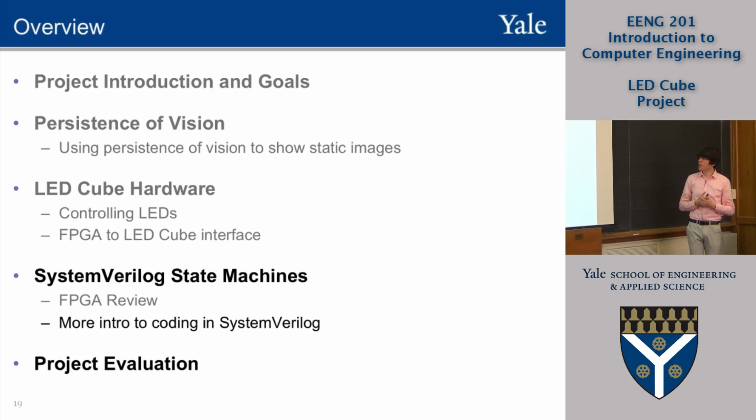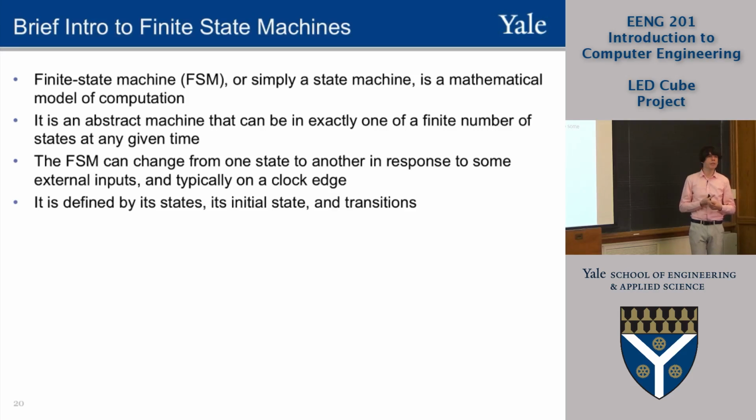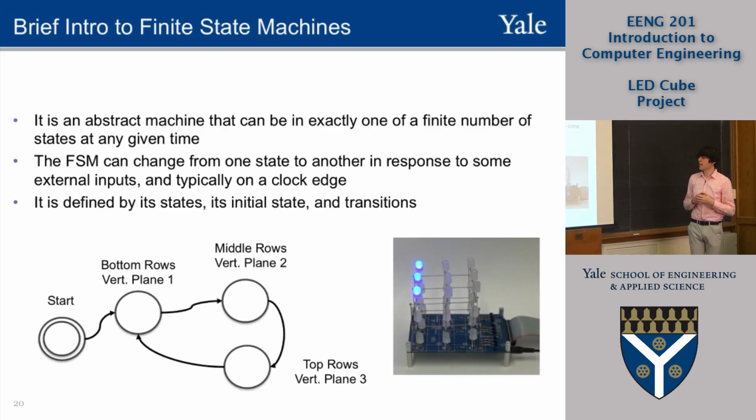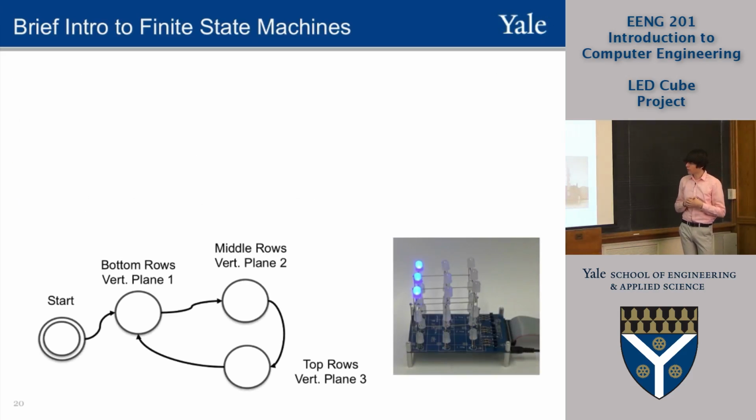And as a last part, I just wanted to give you a brief introduction to state machines and the SystemVerilog implementation of state machines. So what is a state machine? A finite state machine is basically a mathematical model of computation, an abstract machine. It's an abstract model that represents a finite number of states that your system can be in, and your finite state machine can only transition from one state to the other.